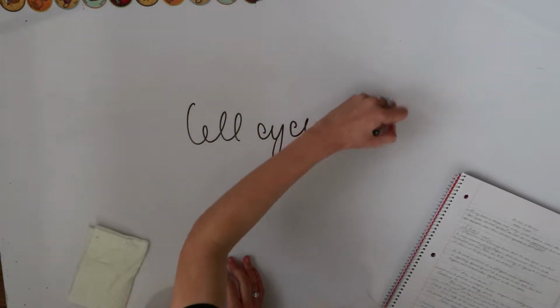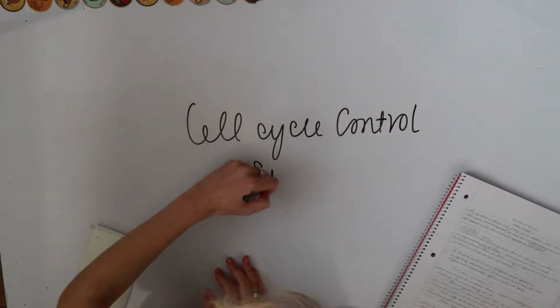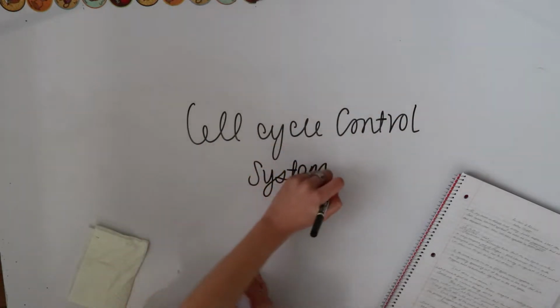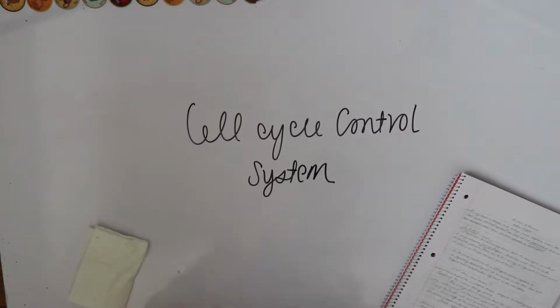Hi, my name is Diana, and today I will explain what the cell cycle control system is, as well as its significance and what can happen when this control system is for any reason disrupted.